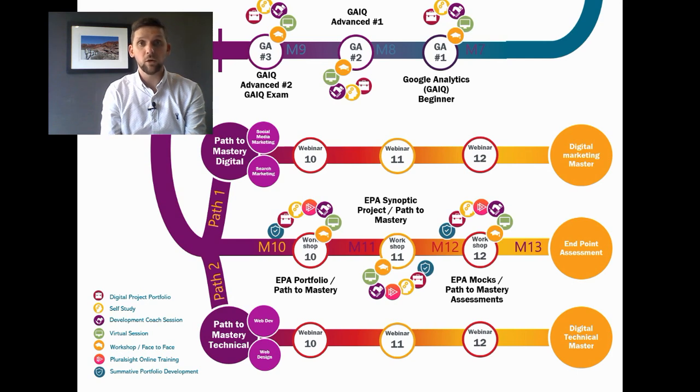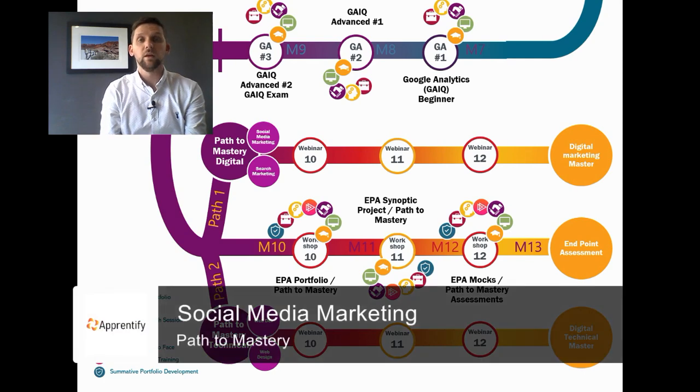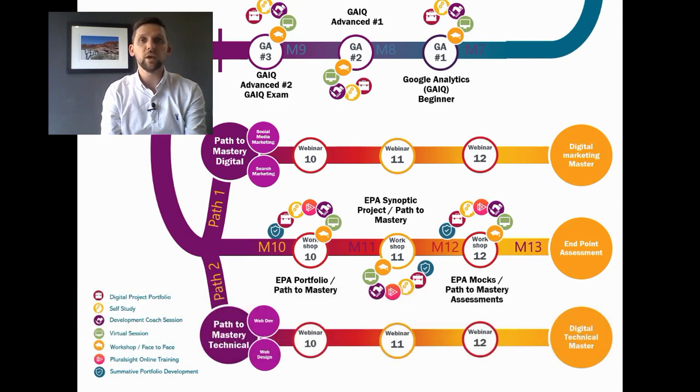So if you follow path 1 along to the Path to Mastery Digital, you'll see that we have social media marketing and search marketing. Social media marketing is where you'll cover your Facebook Blueprint core competencies. So this is looking at the Facebook portfolio of platforms: Facebook, Instagram, WhatsApp, how to buy adverts, how to create adverts, how to target customers using their ads manager platforms. You'll achieve a certificate at the end of it, and Apprentify will support you all the way through achieving your Facebook Blueprint qualifications, so you're an expert in social advertising.